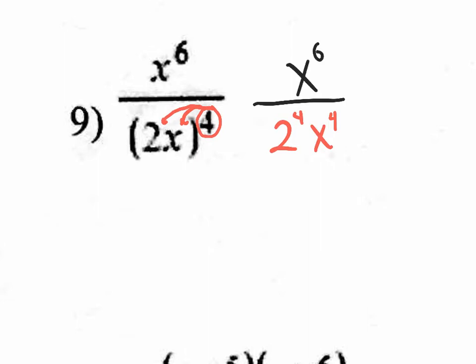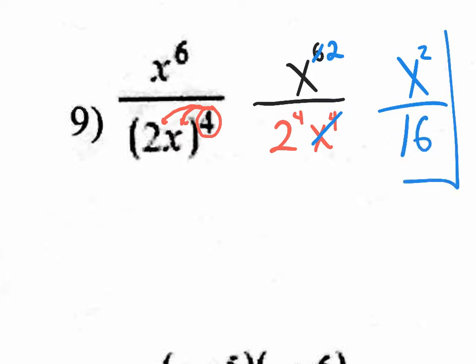So after distributing, there is another rule you could do, which is canceling. I have 4 x's on the bottom and 6 x's on the top. 4 x's cancel with 4 of these, and you'll have 2 left over. So your answer is x to the 2nd over 2 to the 4th. I would go 2 times 2, 4 times 2, 8 times 2, 16. So 16 on the bottom.